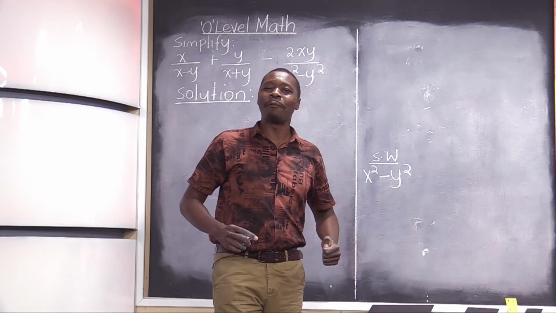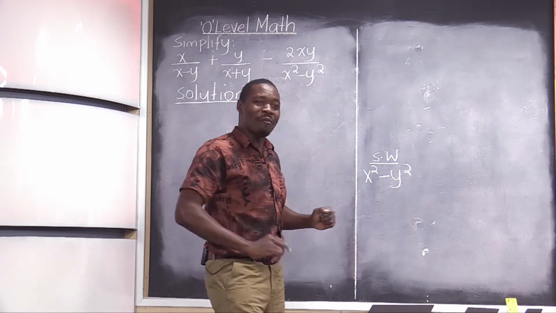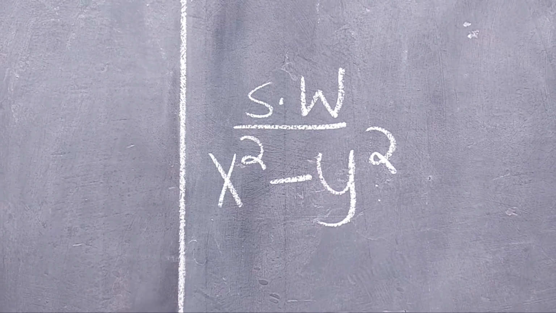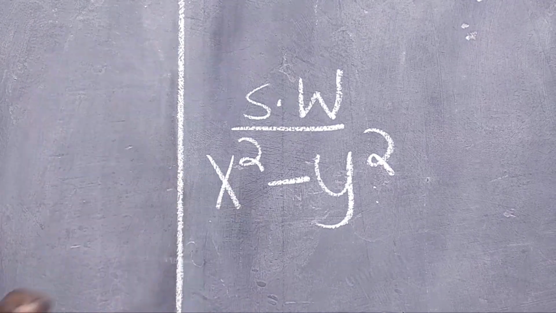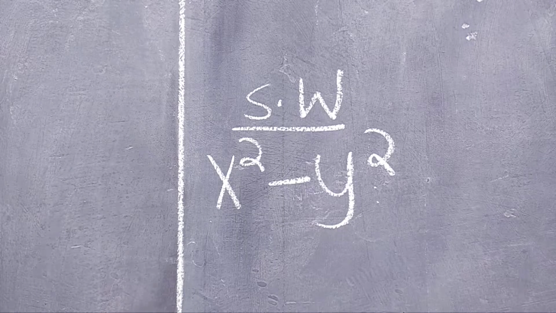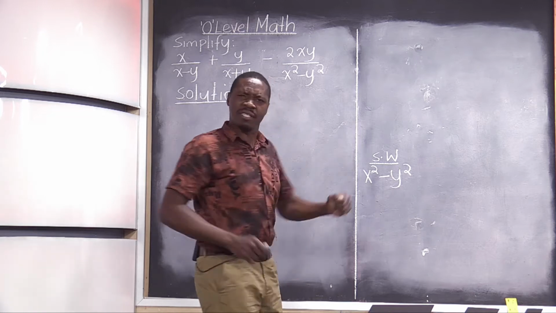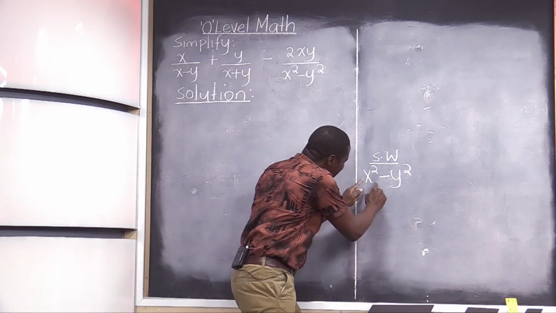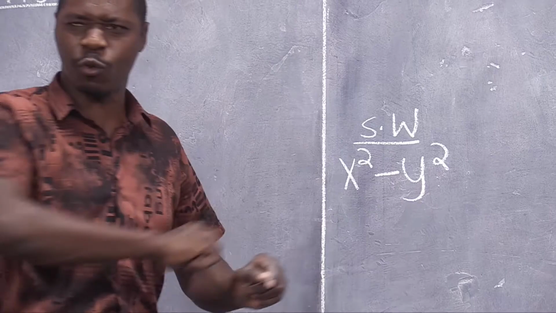Someone is telling me linear programming. No! Linear programming is a topic in mathematics, but it is not related to this. Someone is talking about circle properties. No! Not circle properties. What comes into your mind when you see x squared minus y squared?